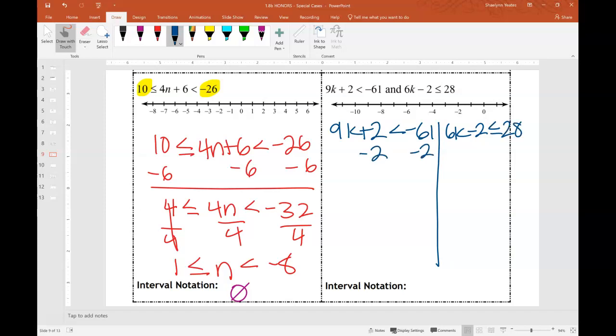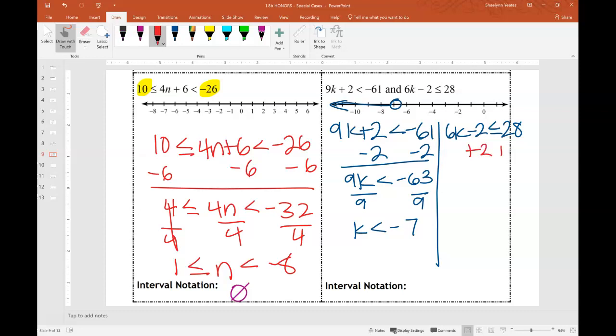So I subtract 2 from both sides. And I get 9k is less than negative 63. And I divide both sides by 9. And I get k is less than negative 7. So I'm going to go to negative 7, open dot, pointing to the left. Now because it's only overlap, I'm going to switch colors so I can see this a little better. Yeah, we'll go with red.